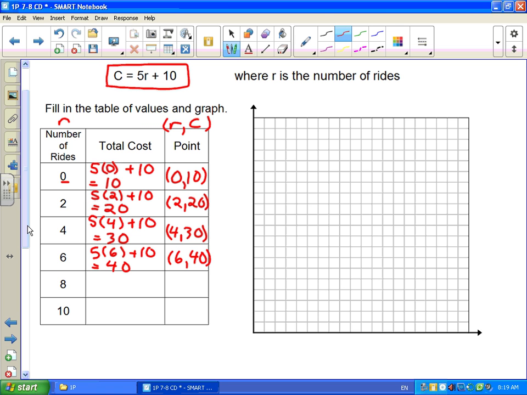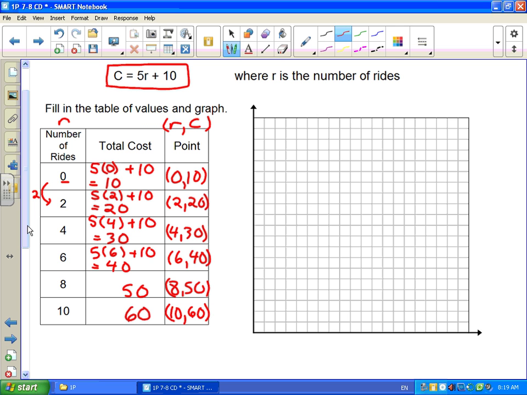And by now you should be starting to see a trend. Our number of rides is going up by 2 every time, and our values of cost are going 10, 20, 30, 40. They're going up by 10 each time. So we can probably just not write out the formula entirely and fill in the rest of this table here. So it'll go 10, 20, 30, 40, 50, 60. So our points here will be (8, 50) and (10, 60).